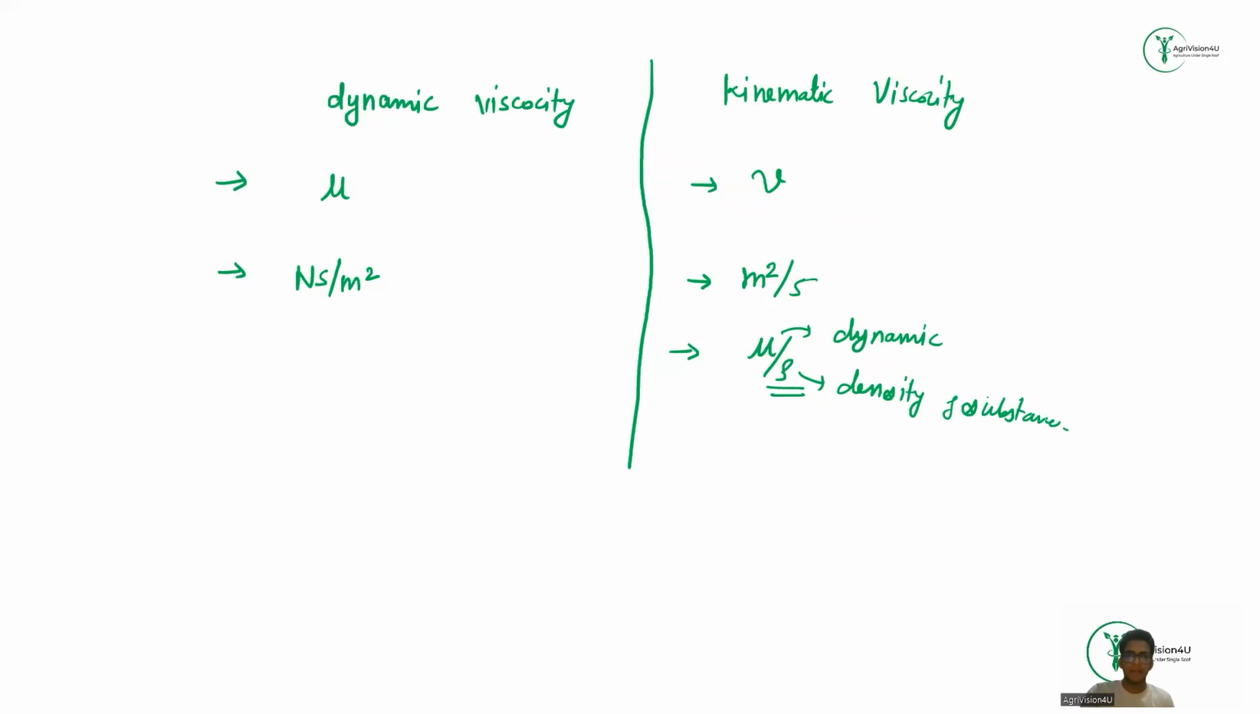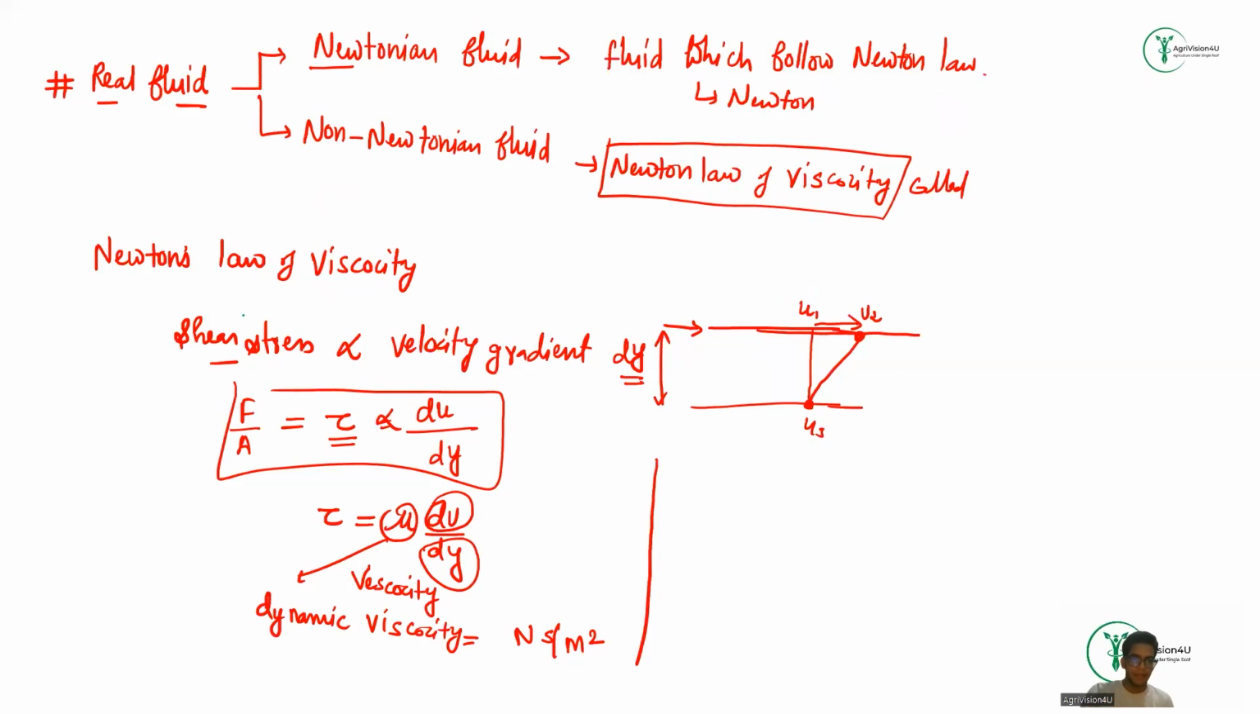I hope the kinematic and dynamic viscosity are clear. Now let's come to our topic. We were discussing Newton's law of viscosity. So shear stress is directly proportional to velocity gradient. What is velocity gradient? Du by dy. And du here will be u2 minus u3. What is dy? Say here y1, say upper height is y2, so it will be y2 minus y1. Clear? I hope this step of Newton's law of viscosity is very clear to you.